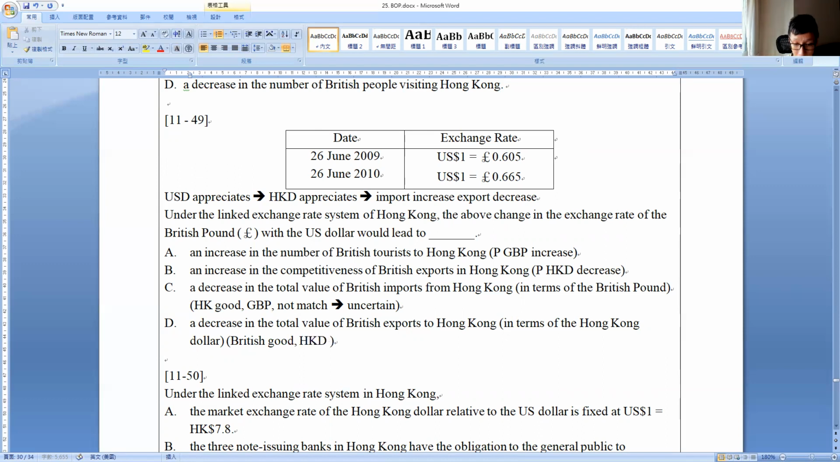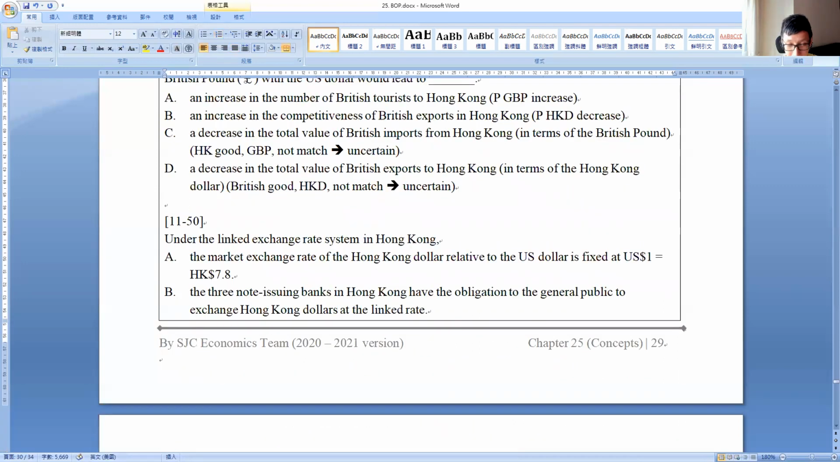But in Hong Kong dollar, again, not match. Therefore, this will be uncertain. 好嘛，所以 uncertain 啦。Alright, so C and D are both wrong because we do not know anything about elasticity. Okay, 好嘛，好啦，嗱 what about next question?